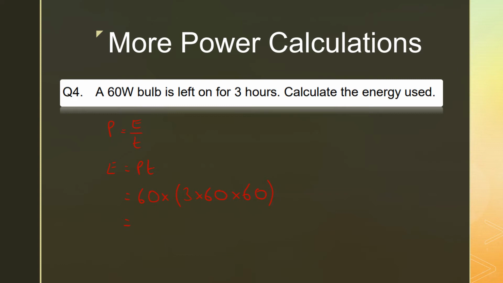So on my calculator, I'm doing 60 times 3 times 60 times 60. And we're going to get 648,000. That's 648,000 joules, and everything's given to 2 sig fig. In fact, 1 sig fig in the case of the time. But remember, we never round to 1 sig fig. The 2 is the minimum. So I'm actually going to round this to 650 kilojoules, or 650,000 joules would also be fine.